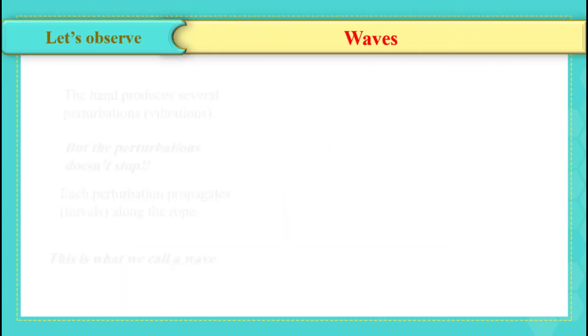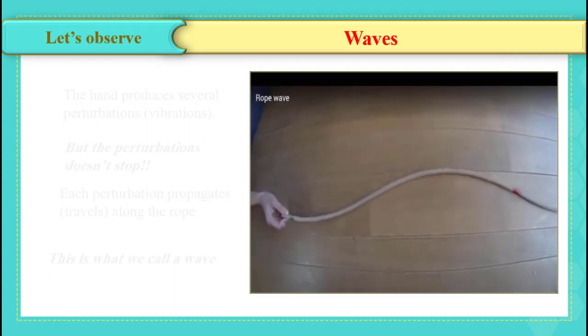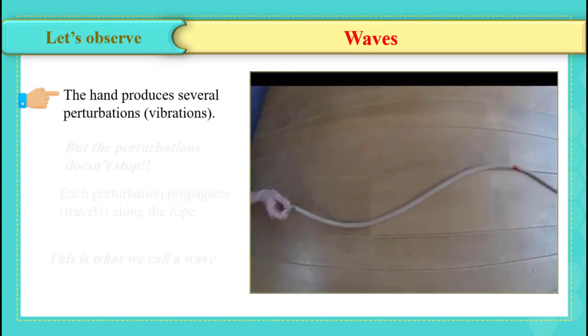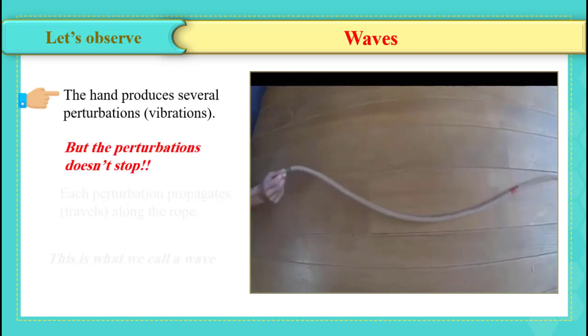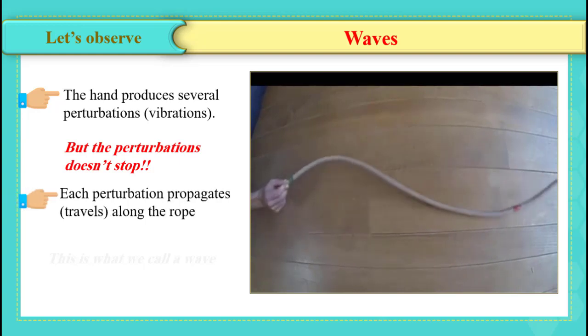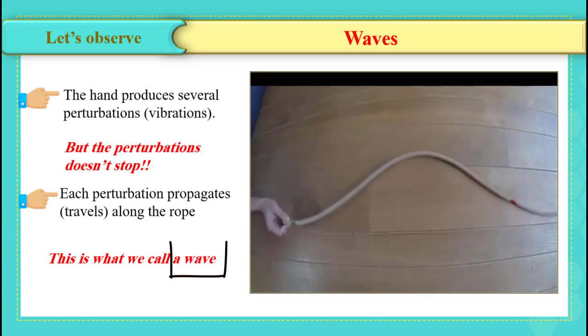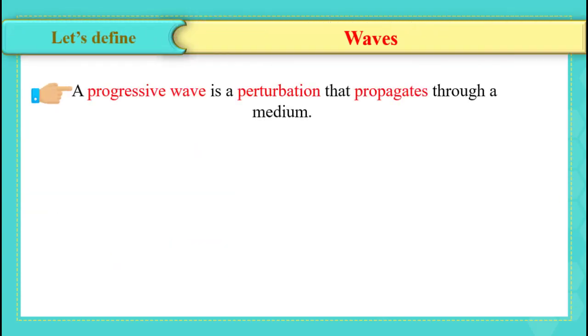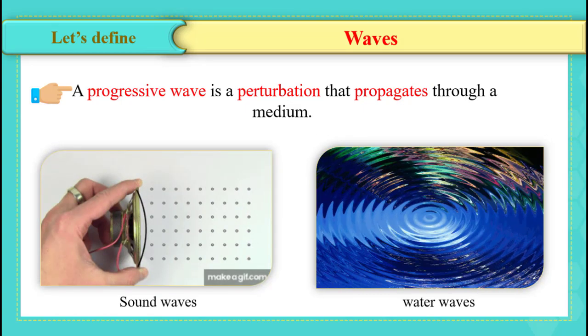Let's start with our objective by observing the following video. Notice that the hand produces several perturbations or vibrations, but the perturbations don't stop. Each perturbation propagates or travels along the rope. This is what we call a wave. Then, we can define a progressive wave as a perturbation produced by a source of vibration that propagates through a medium, like sound waves and water waves.